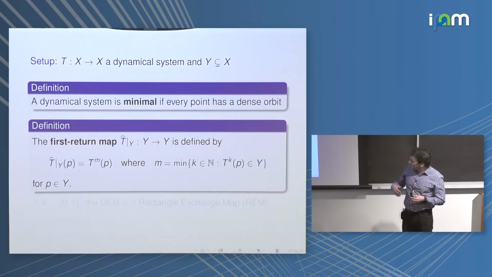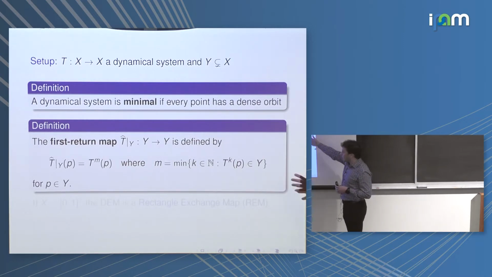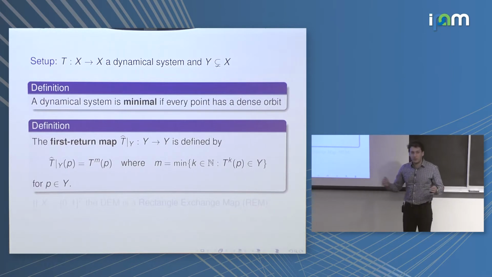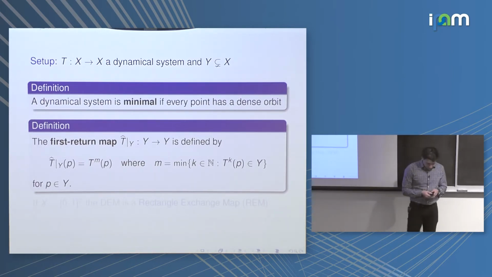But it's usually quite hard to compute. You can write it down for a particular example. You can do a lengthy computation and find this first return map. But I'll present a large family of them for which we can explicitly write down the first return map.